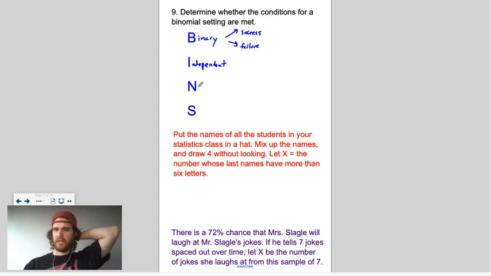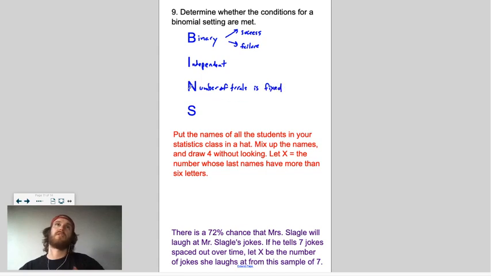The number of trials is fixed. That's what it says. Number of trials is fixed is what that stands for, to determine whether or not it's binomial. And the last one is each trial has the same probability. Each trial has the same probability.